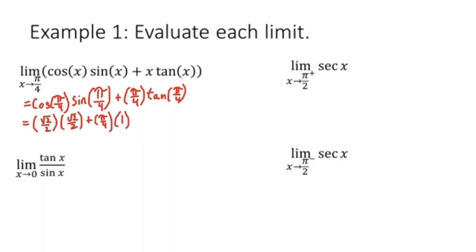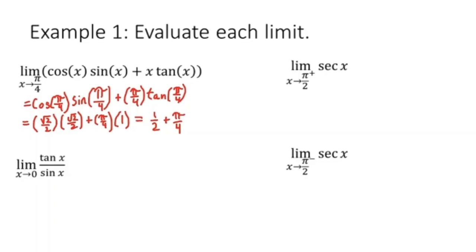Root 2 over 2 times root 2 over 2 is 2 over 4, or 1/2. Pi over 4 times 1 is pi over 4. So our limit is 1/2 plus pi over 4. So just like with past functions we have worked with in Unit 1, since sine, cosine, tangent, secant, cosecant, and cotangent are all continuous on their domains, a viable strategy is to start by using direct substitution.